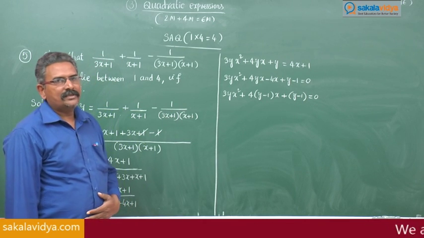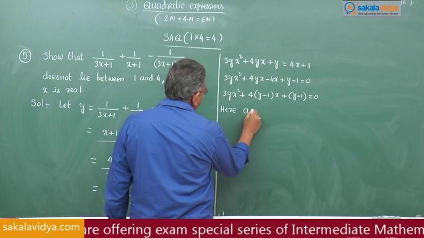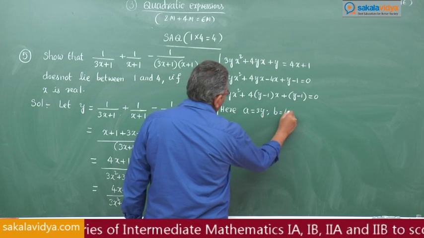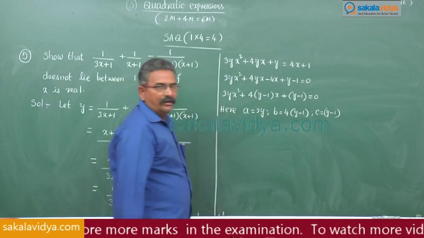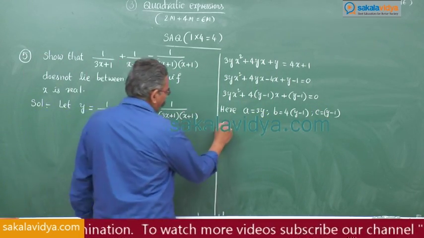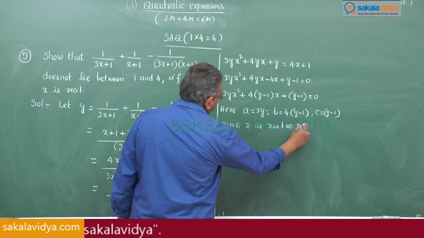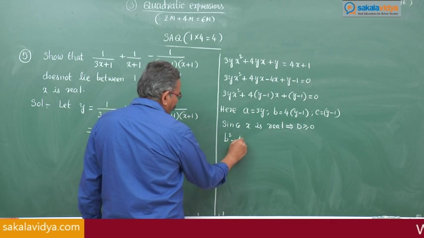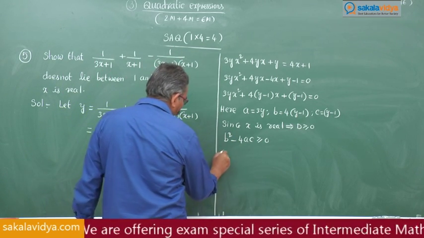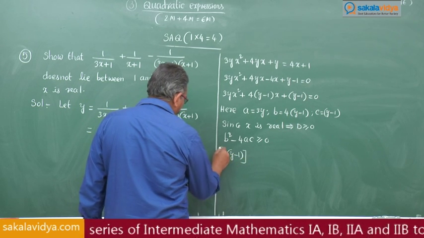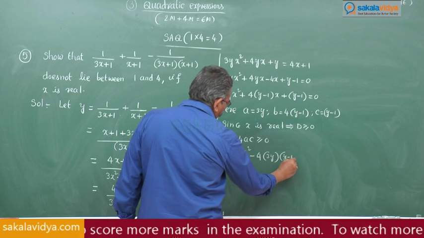If you compare this quadratic equation with ax² + bx + c is equal to 0, here we have a is equal to 3y, b is equal to 4(y−1), c is equal to y−1. Since x is real, discriminant D is greater than or equal to 0, that means b² − 4ac is greater than or equal to 0. Am I correct? b² means [4(y−1)]² minus 4 into 3y into (y−1) greater than or equal to 0.